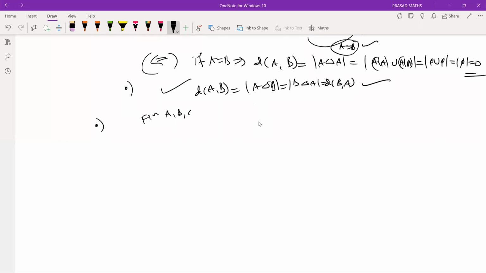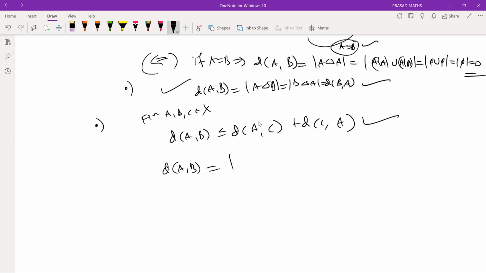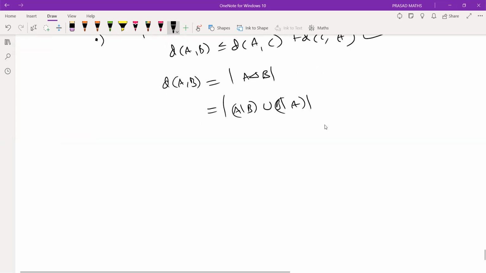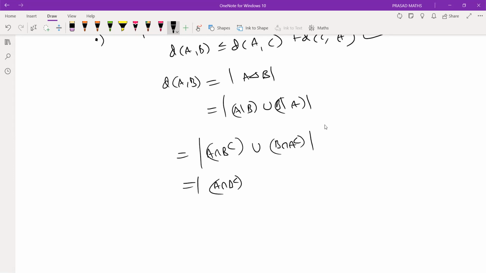What about the triangle inequality? Start with three members A, B, C belonging to X. I want to show that d(A, B) is less than or equal to d(A, C) plus d(C, B). Now d(A, B) is nothing but the cardinality of A delta B, which is A minus B union B minus A. That is A intersection B complement union B intersection A complement. I can rewrite A intersection B complement as an intersection with the universal set, which can be written as C union C complement.